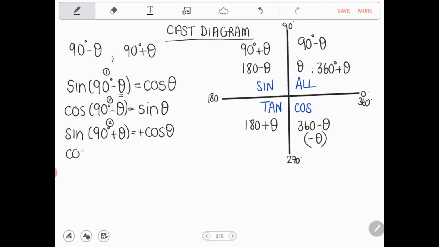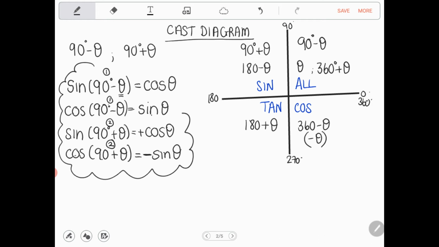And finally, the cos of 90 plus theta. Okay, we just said 90 plus theta, second quadrant angle. So now we say cos in the second is negative, and then the 90 changes cos into sine. So those are the ratios that we're going to be using as co-ratios.